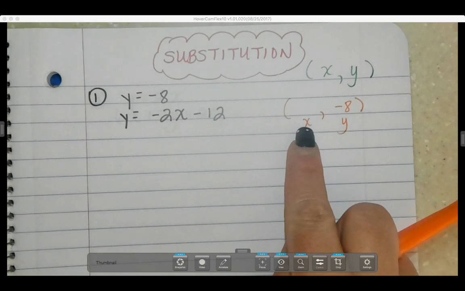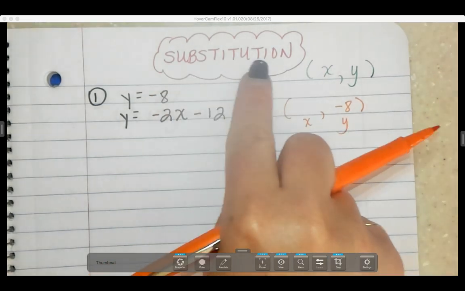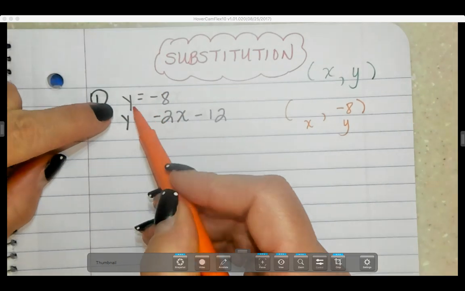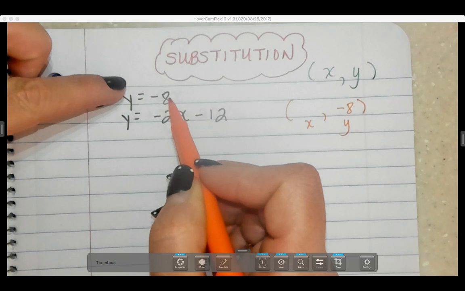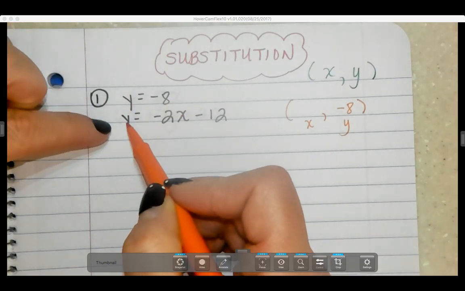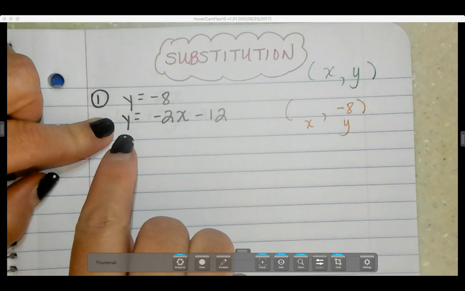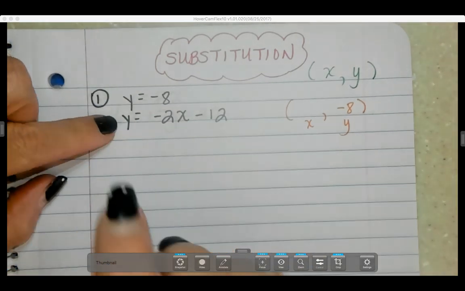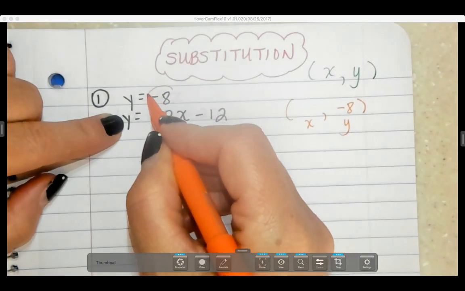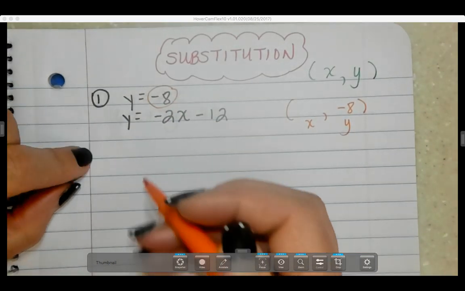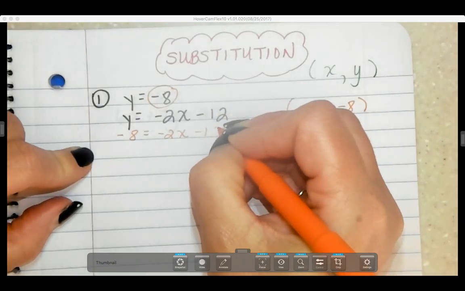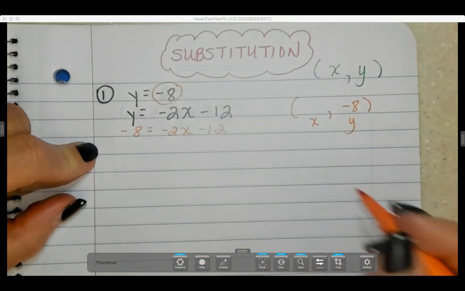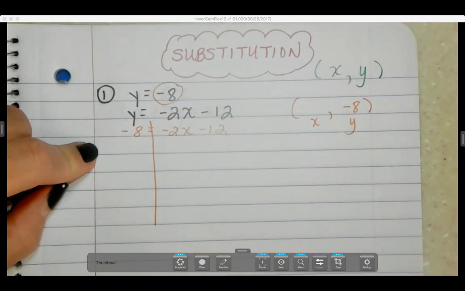Now, how do we figure out what the x is? That's where the substitution comes in. So if they're telling you that y has a value of -8, you take that information and you substitute that into the other equation. So now I'm going to focus on the second equation, and instead of the y, I'm going to put in -8. So -8 equals -2x minus 12. And now at this point, you're just solving a multi-step equation, which we have done since September.